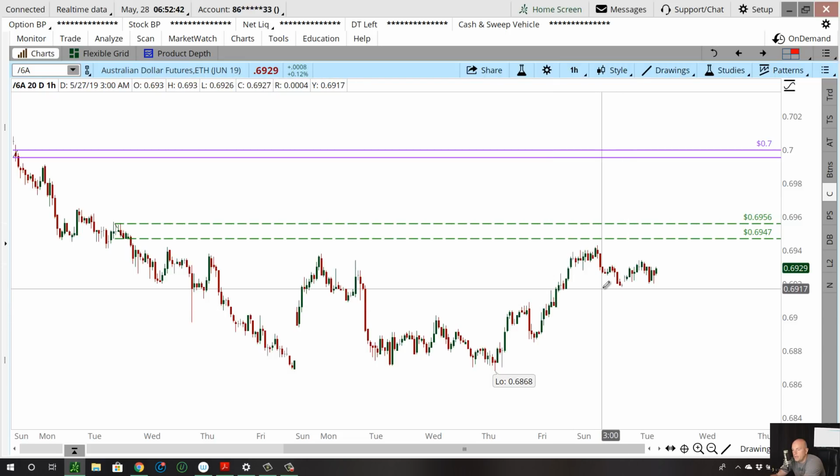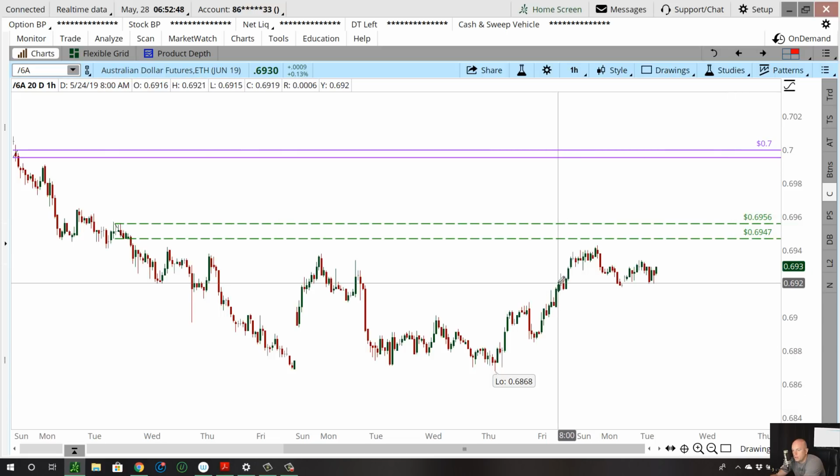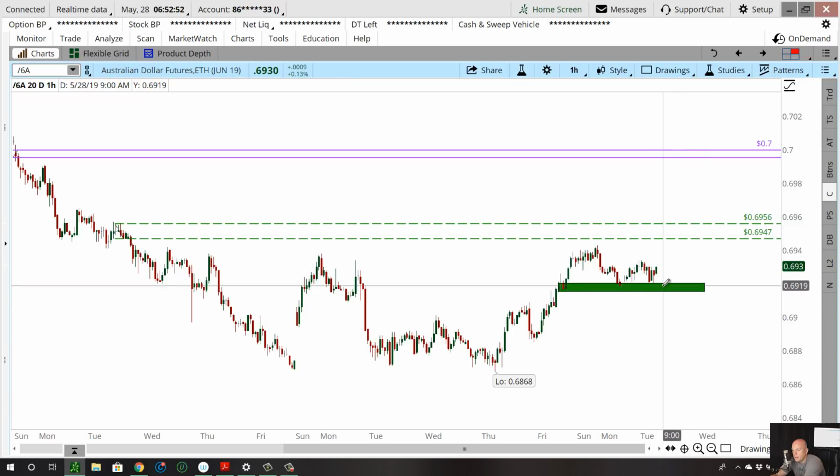And then beyond that, I think it's really, are we going to get a breakdown below here, right? If we get a breakdown below that demand, then I think that price could continue to conceivably fall until about 68.93.